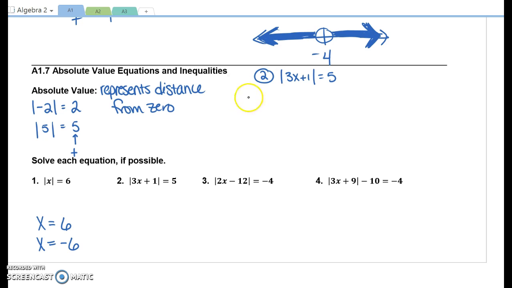So we write 2 equations. 3x plus 1 could be equivalent to 5. 5 is 5 units away from 0. Or 3x plus 1 might be a value of -5 because -5 is also 5 units away from 0. We need to solve both of these equations, so let's solve both of them. Subtract 1, we get 3x equals 4. Divide by 3, x equals 4/3. Do the same process over on the right.